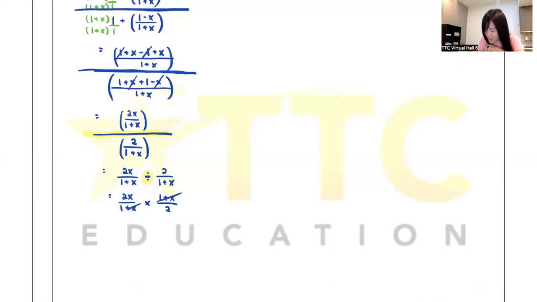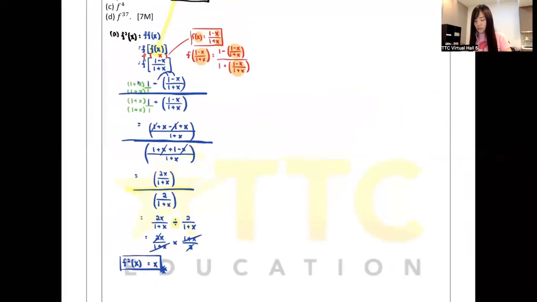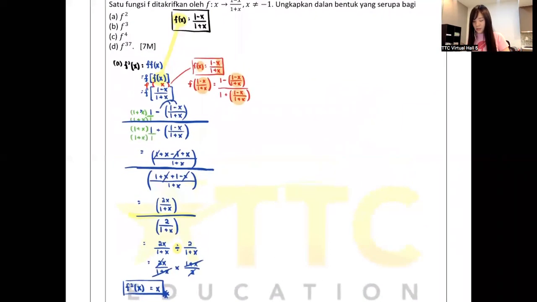So 1 plus x, cancel. So 2 and 2 cancel. Okay, my answer is actually just x. So guys, isn't it I already got my f squared x answer? Done. Okay, like this. Hopefully all of you guys can still see it. I already did that.